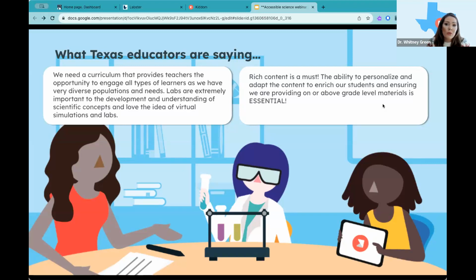This is something they're looking for, as you guys haven't had a science adoption in quite a long time. So this is really an exciting time for you.